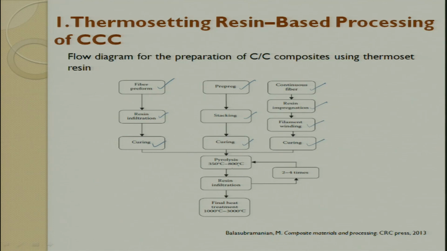Then, the moment the pyrolysis is over, there might be some pores or some gaps in between. So, again we do a resin infiltration, and this process is repeated multiple times until you get the final required dimension, strength or thickness. Then finally we do one more heating from 1000 degrees to 3000 degrees Celsius to get the required output. Through this processing route, we get carbon-carbon composites manufactured using thermoset resin. So, preform, pre-preg, and then we use continuous fiber to get the carbon-carbon composite made.